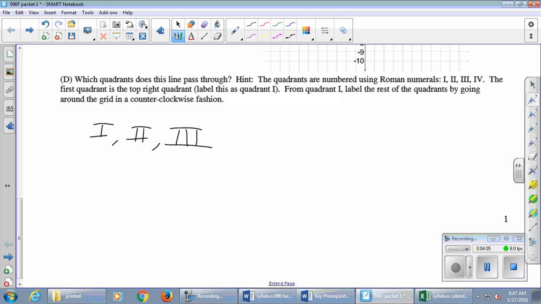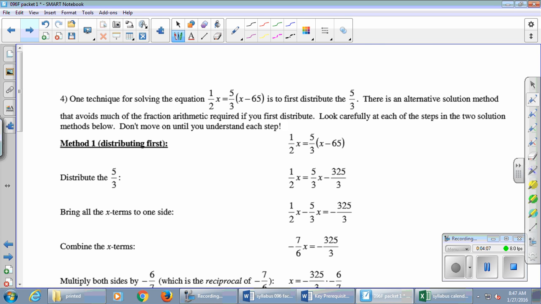And we'll go on to the next page and solve one equation in 2 different ways. And this one, the steps are actually already written out. We're just going to do some kind of pointing here. You'll get plenty of practice solving equations today. So for right here, we're just going to point to the steps. So here's the equation. 1/2 x equals 5/3 times the quantity x minus 65.